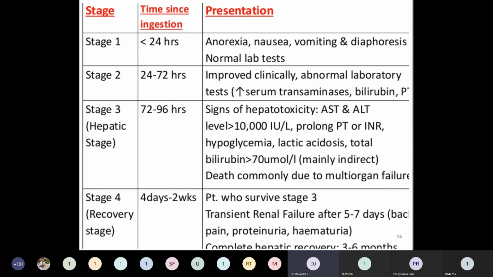If the child is not treated properly at stage 3, the child will collapse immediately. Coming to stage 4, that is the recovery stage, 4 days to 2 weeks. A patient who survives stage 3 may have transient renal failure after 5 to 7 days. There will be complete hepatic recovery if treated properly with N-acetylcysteine, and complete recovery of the liver will take about 3 to 6 months. So this is an important component of acetaminophen toxicity.